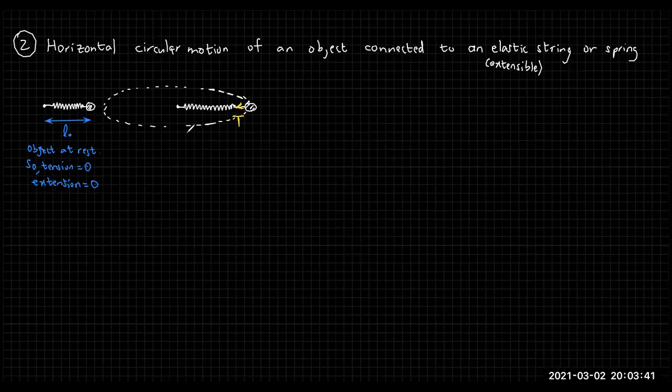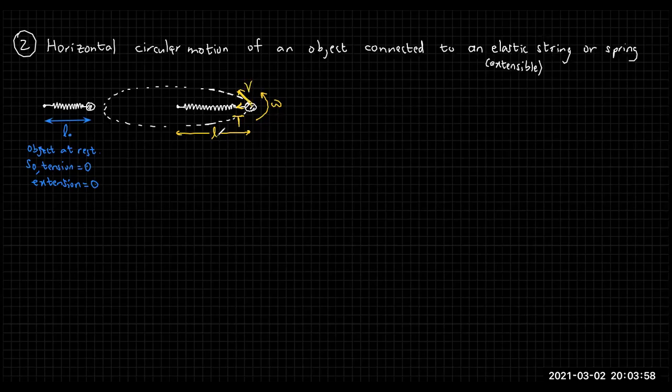What would have changed? The length is now different. L is the new length, because it's performing circular motion. So if it is performing circular motion, it's going to have an omega, and also it's going to have a tangential speed. Tangential speed and omega. Okay.